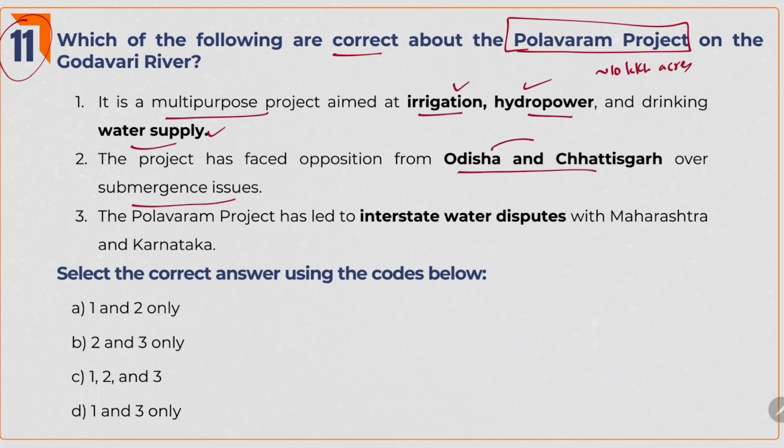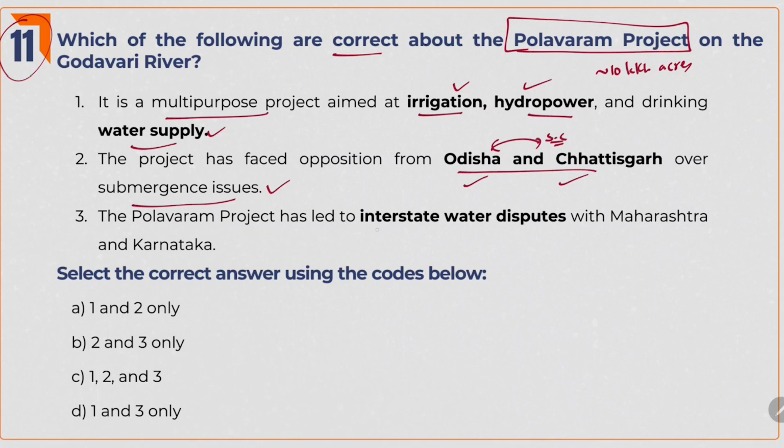Even Odisha and Chhattisgarh went to the Supreme Court, raising allegations against the Union government. Why did it give permission to the Polavaram project? Because it is creating submergence of people in Odisha and Chhattisgarh. This we have heard a lot of times in the news. So this is also right.